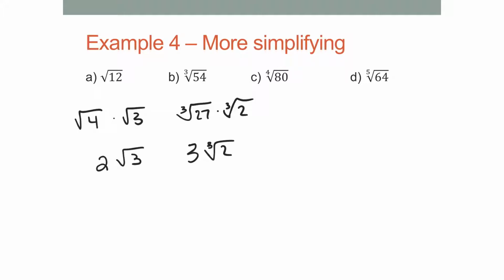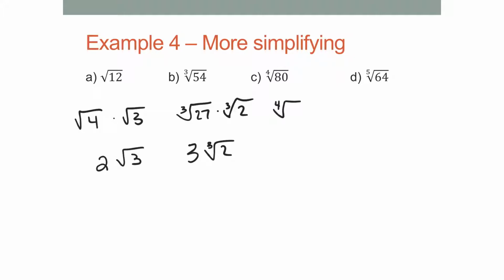So these are very similar to the factoring ones. You've got to think about factors. You've got to think about different factors. And you've got to think about the ones that you can simplify. It may take some guessing and checking like I just did there. Example C, 4th root of 80. By the way, little shortcut. Anytime you have 4th roots, you're looking for things that will probably simplify to either 2 or 3.